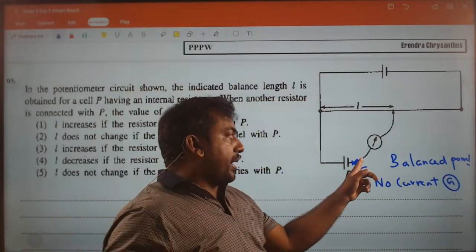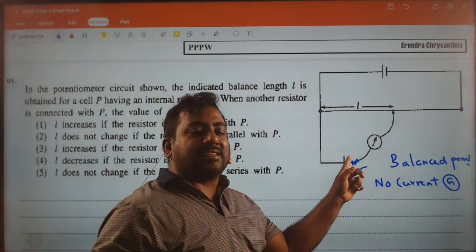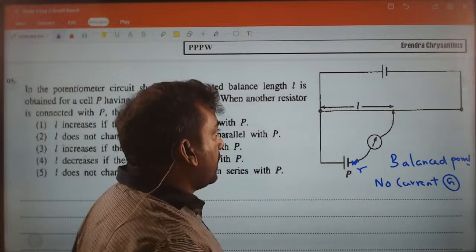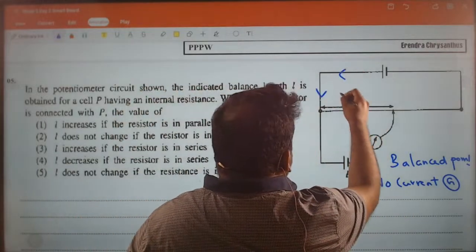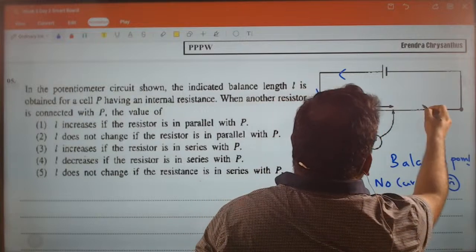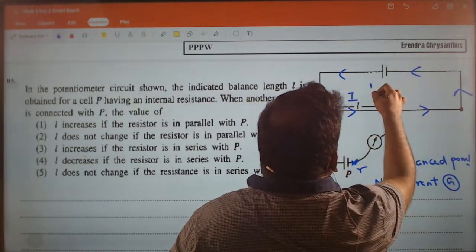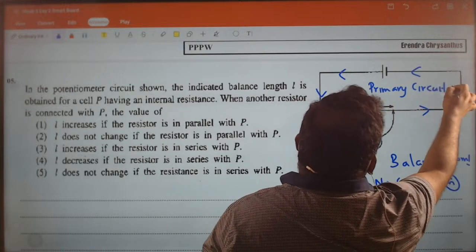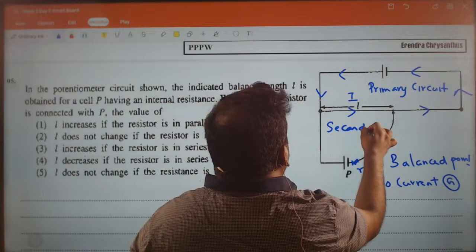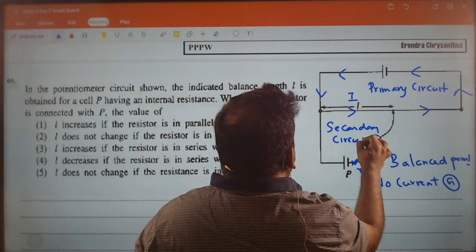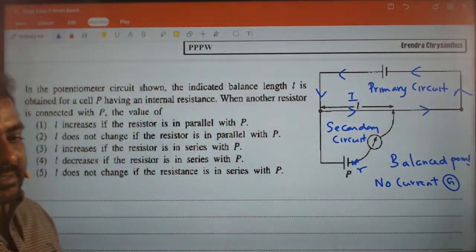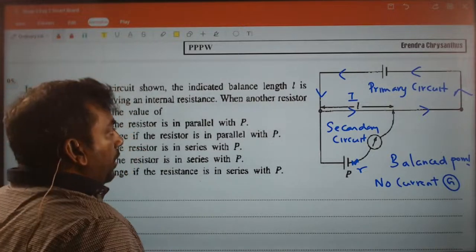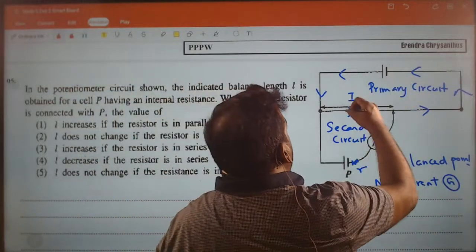If there is no current passing through here, is the internal resistance important? No. Why? The potential difference across the internal resistor will be 0. So what can you say about the current here? All the current will pass through that. This is your primary circuit, and this is your secondary circuit. Primary circuit is on top, secondary circuit is at the bottom. Carefully look. Primary circuit current will never mix with secondary.